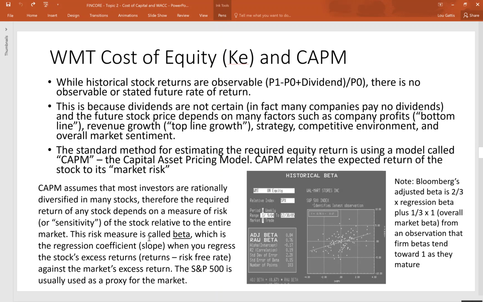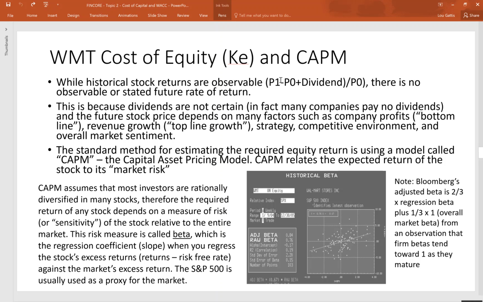Now, cost of equity is going to be the trouble one. The problem with cost of equity is it's difficult to forecast in the future. There's no stated return on stocks like there are on bonds. Now, historically you can see what the return of a stock was.